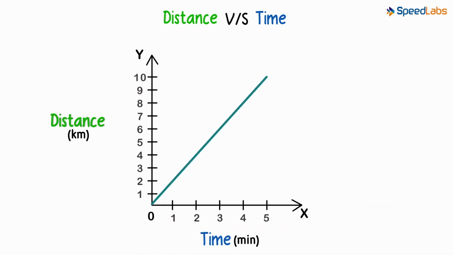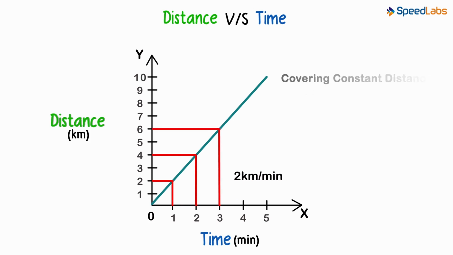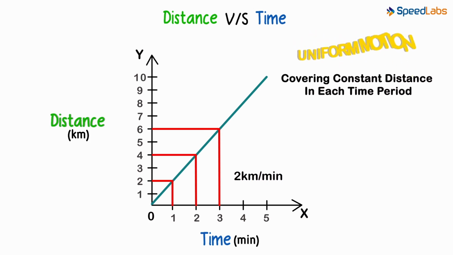Let's look at this graph we have. The x-axis has intervals marked at 1 minute each. We can see how much distance has been covered each minute. What we see in this case is that the vehicle moved 2 kilometers each minute, and that is constant for this entire time period. Covering constant distance in each time period is an example of? Yes, it's an example of uniform motion.